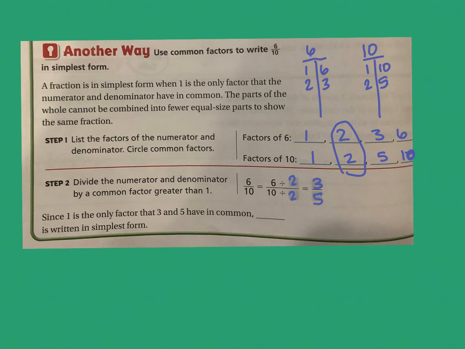But what if you didn't? Then you can break down the factors of the numerator 6 and the denominator 10, and then you can list them out and match them. So if you don't have your multiplication facts memorized yet, that's a strategy you can use.